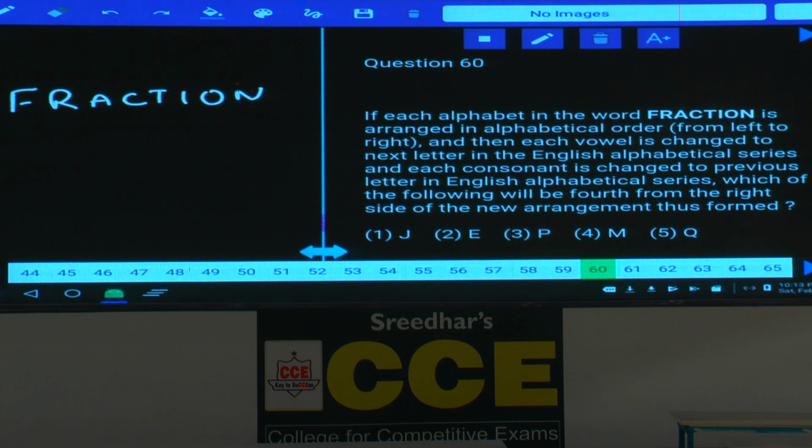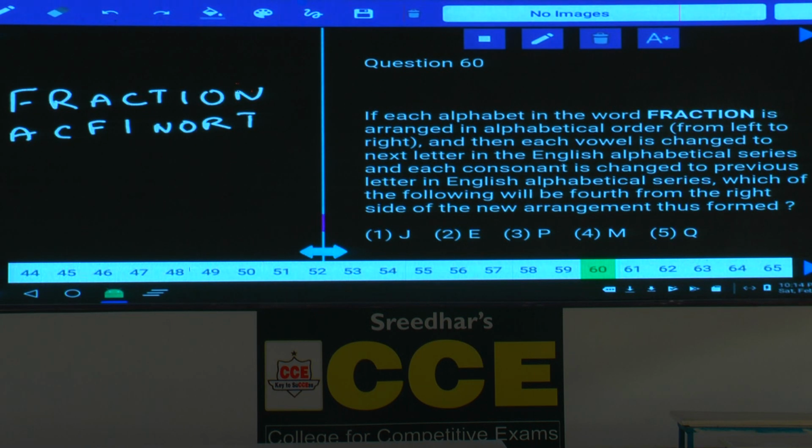First all the letters should be arranged in the alphabetical order, isn't it? Then A, C, F, I, N, O, R, T. First all the letters were arranged in the alphabetical order, then each vowel is changed to the next letter, and each consonant is changed to previous letter. Vowel means +1, consonant is -1. Then which of the following will be fourth from the right end?